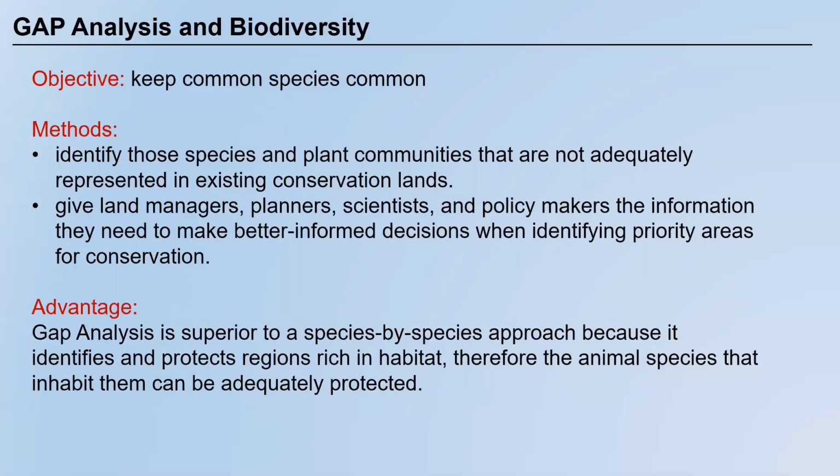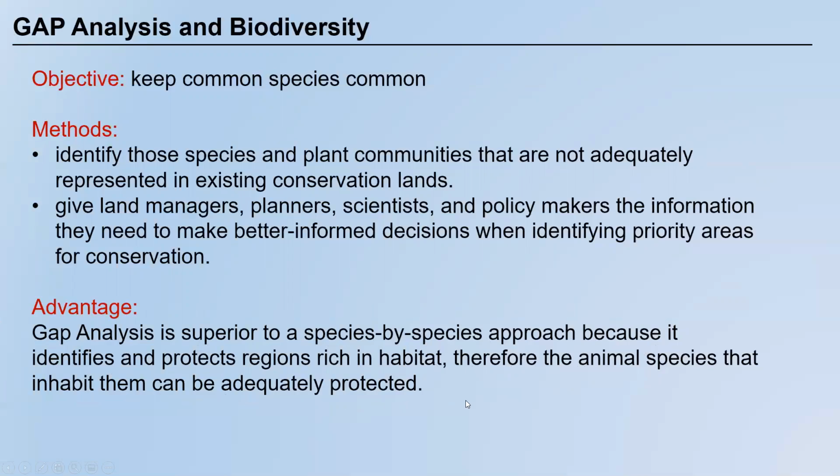When you plan to expand the city, you need to know where the city should not go. Even if the city is going in that direction, and there is a vegetation community that should be preserved in that direction, you should just bypass it. Okay, and advantage: GAP analysis is superior to a species by species approach because it identifies and protects regions rich in habitat. Therefore, the animal species that inhabit them can be adequately protected.